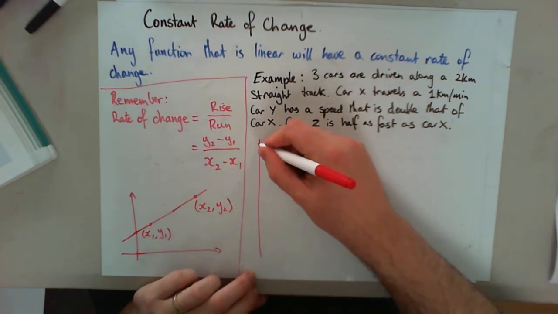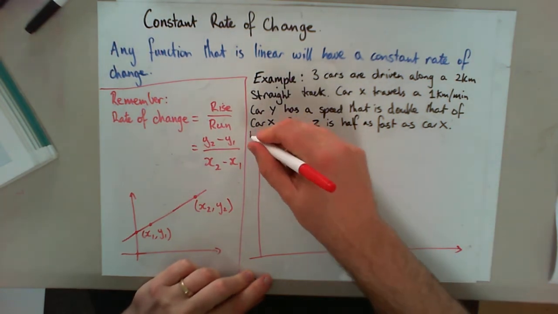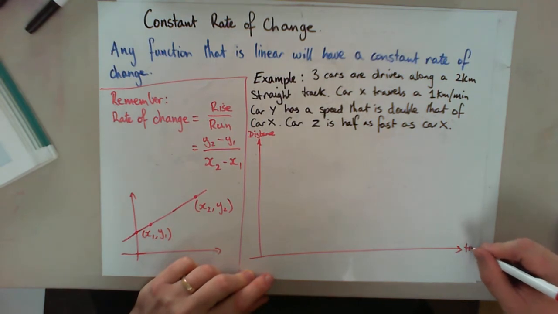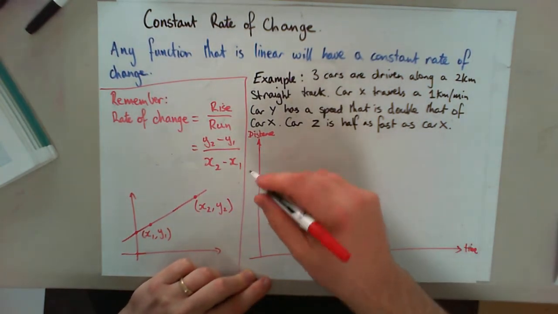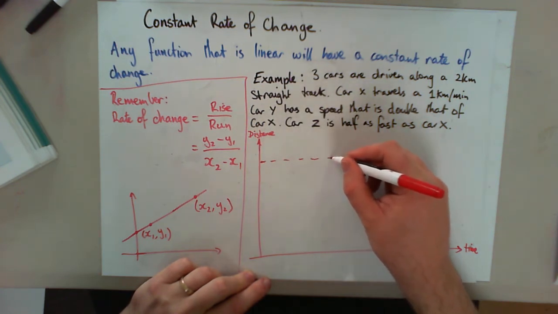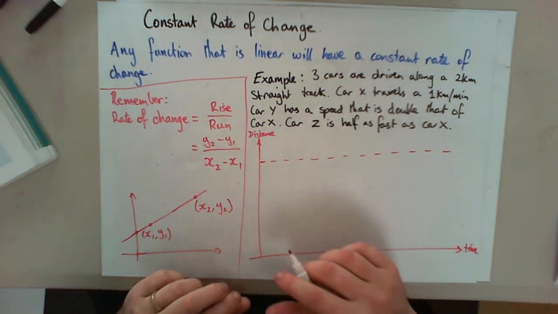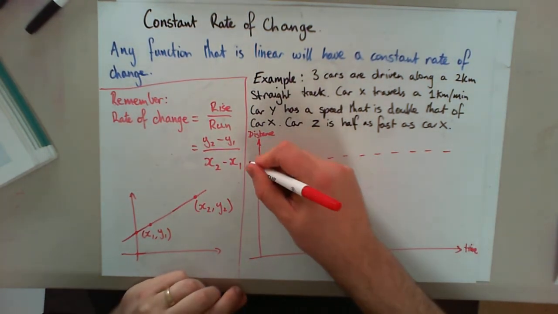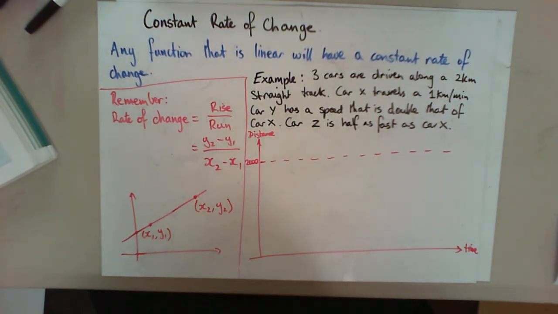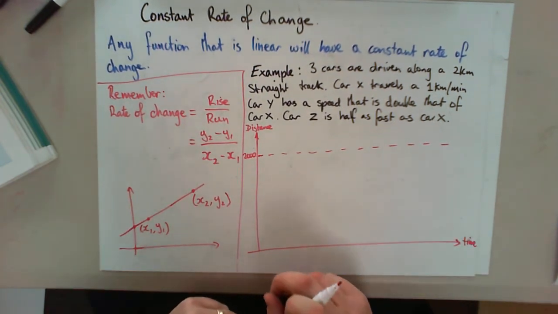So we need to set up some axes here. This is going to be our distance, and this is going to be our time. We know the track is 2 kilometres, so we'll set this upper limit on our graph. We're actually going to work in meters for this one, so we're going to call this 2,000 meters. We're also going to go in seconds along here. We'll get to what our scale needs to be.